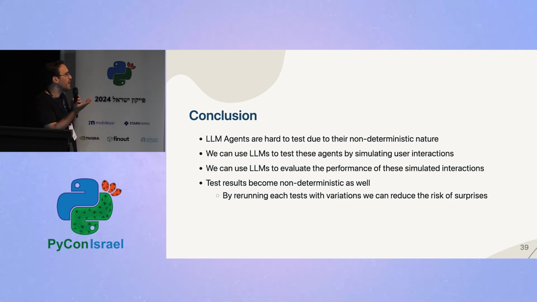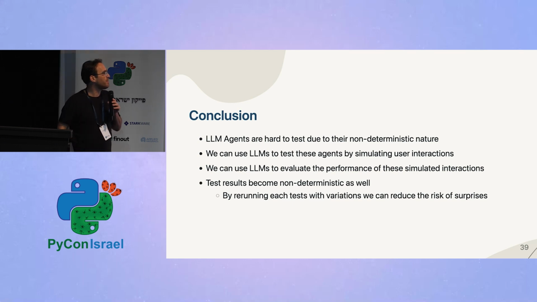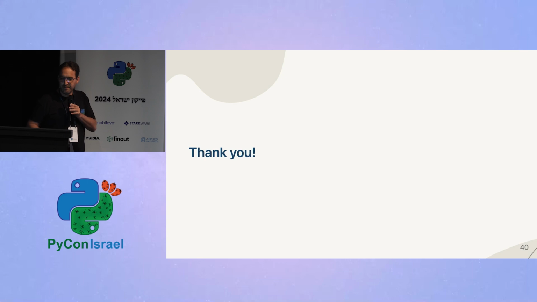And the test results become non-deterministic as well. But rerunning the tests with variations can reduce the risk of surprises. That's it. And if you have any questions, go ahead.